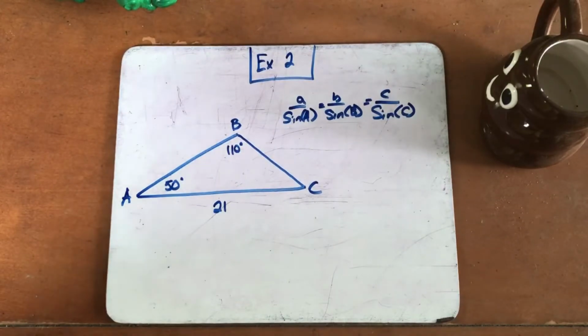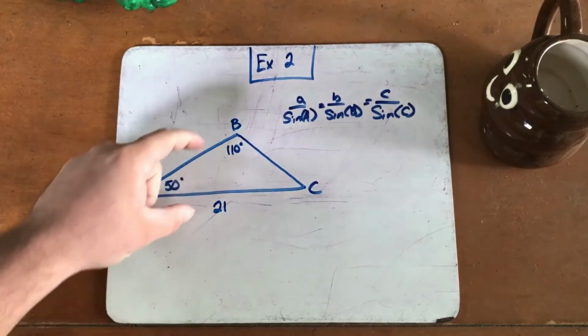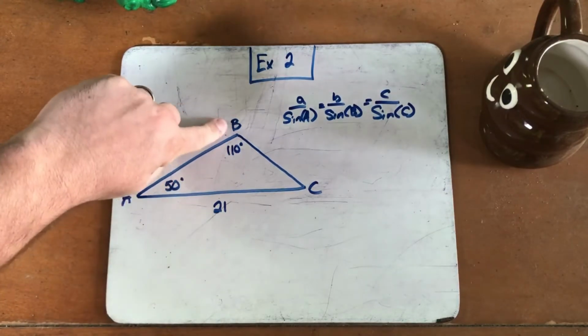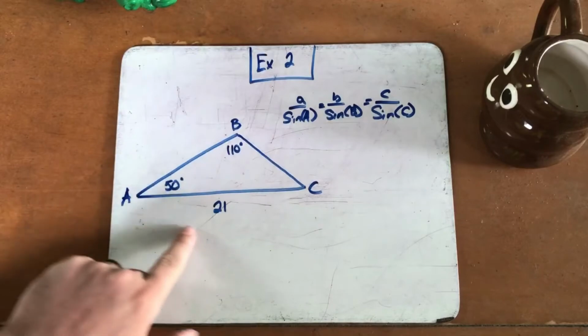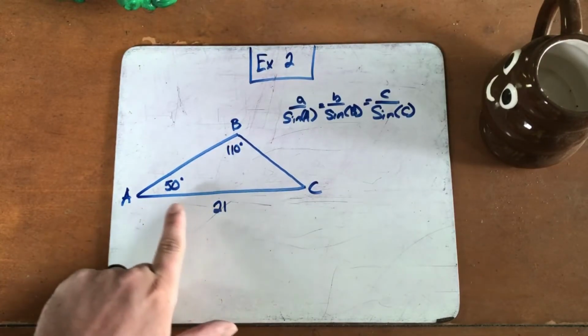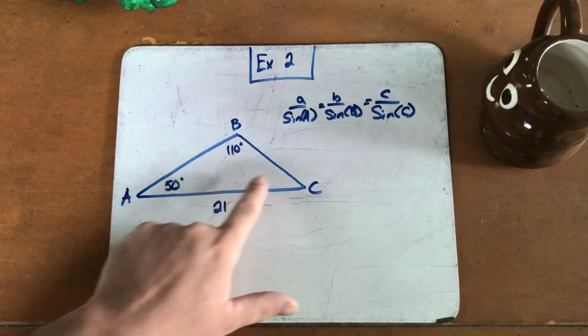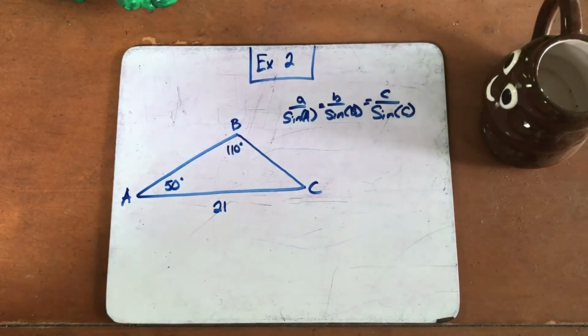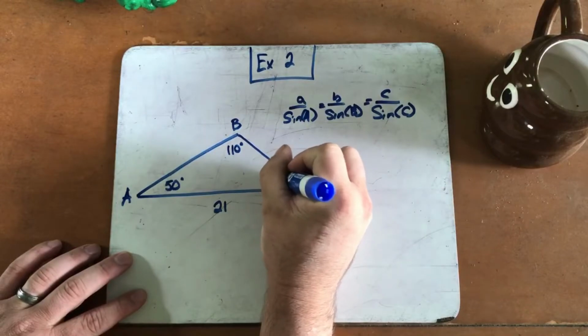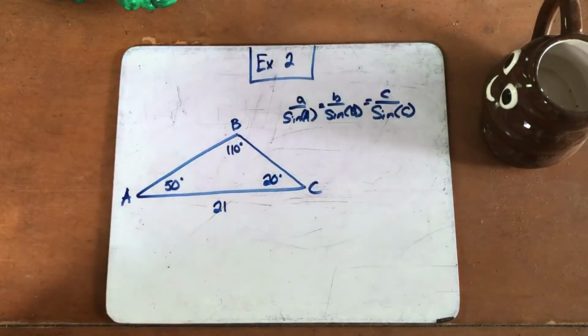All right, so let's start off looking at the fact that here's my corresponding parts. Angle B is 110 degrees. Side opposite of angle B, or little b, would be 21. And then I know two angles, which means I can find my third. So if this is 110 and that is 50, then that would be 160. And since I know they have to equal 180, this one has to be 20. So I know all three angles. It's going to look very similar to the one I just did.